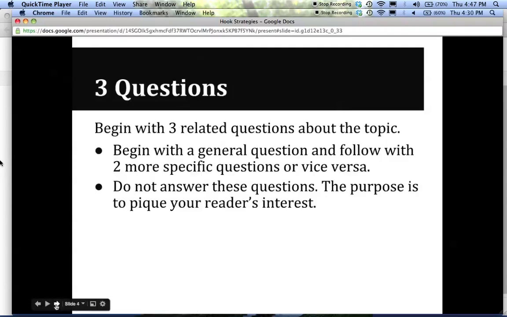The second hook strategy we're going to talk about is beginning with 3 questions. And these 3 questions clearly have to be related to the topic, and probably the best way to approach the 3 question strategy is to begin with a very general question and follow it with 2 more specific questions, or vice versa. Begin with a really specific question and broaden the next 2 questions so that they're a little bit larger scope.